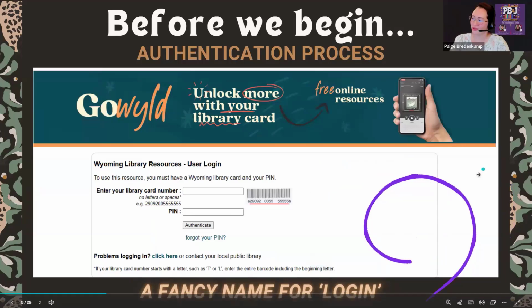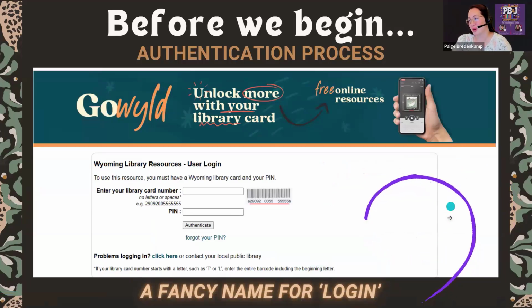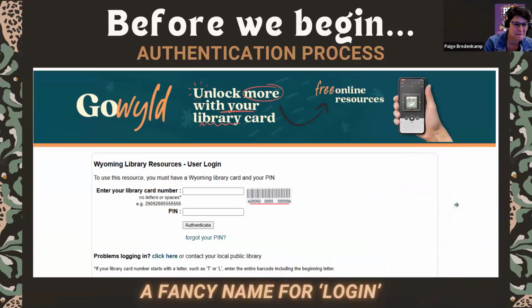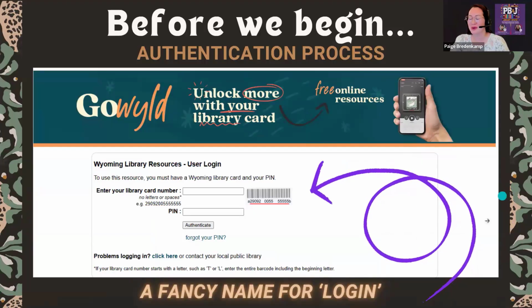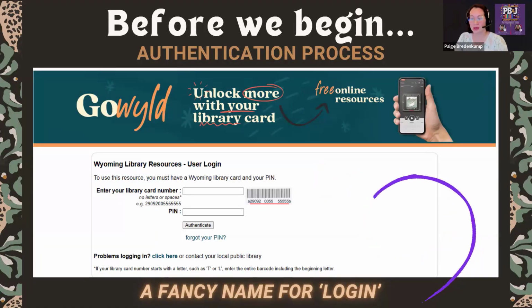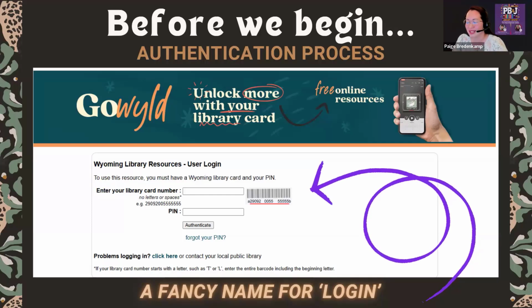And so Paige has thrown around some big smart words like authentication process. But really, it's a fancy name for logging in. We're used to logging into our computers, onto our phones, our emails. It is just another login with your library card number and PIN. This is a screenshot of what that login looks like. So don't be afraid. You don't need to back away slowly. This is simple. It's just an extra step. It is more clicks, but it'll get you where you want to go.